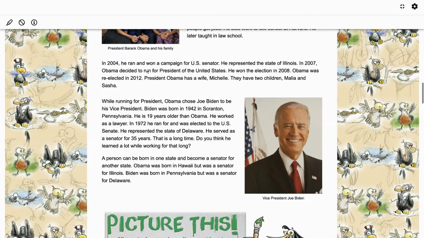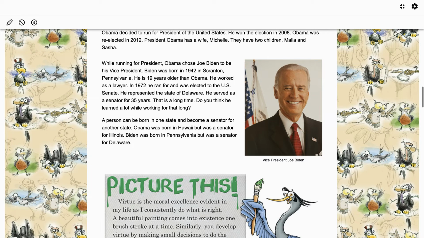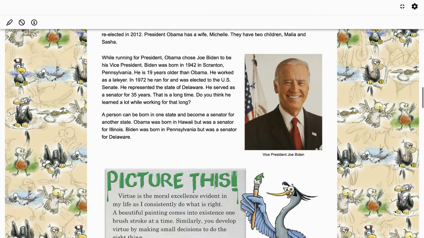In 2004, he ran and won a campaign for U.S. Senator, and he represented the state of Illinois. In 2007, Obama decided to run for president of the United States. He won this election in 2008, and Obama was reelected in 2012. President Obama has a wife, Michelle, and they have 2 children, Malia and Sasha. While running for president, Obama chose Joe Biden to be his vice president.